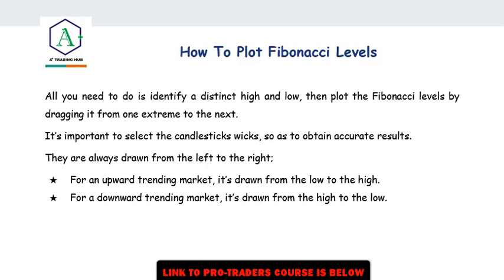It's important to select the candlestick wicks so as to obtain accurate results. For an uptrending market, it's drawn from the lows to the highs. So if the market is moving in an uptrend, you draw your Fibonacci from the previous low to the recent high. If the market is trending down, you also draw your Fibonacci from the previous high to the recent low. So that is how you draw your Fibonacci on your chart.